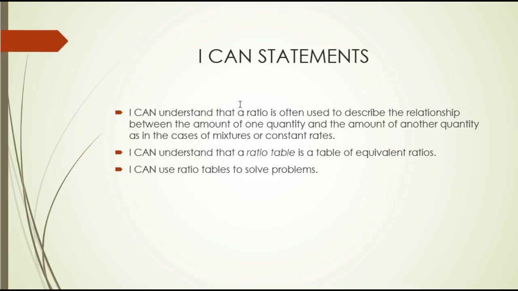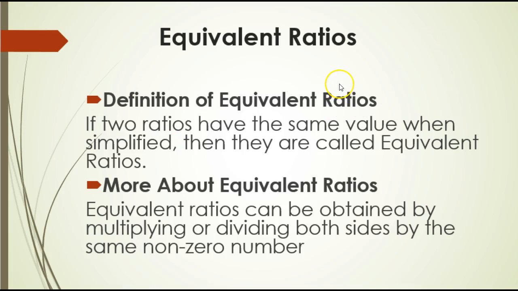I can understand that a ratio is often used to describe a relationship between the amount of one quantity and the amount of another quantity, as in the case of mixtures or constant rates. I can understand that a ratio table is a table of equivalent ratios, and I can use ratio tables to solve problems. Equivalent ratios. Definition of equivalent ratios.